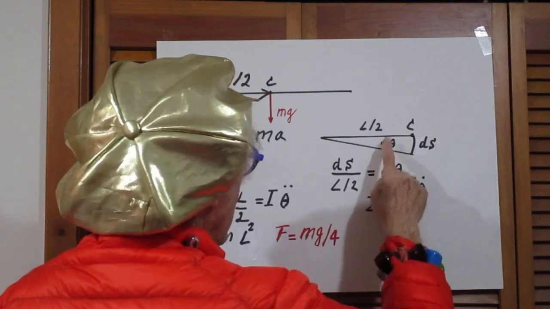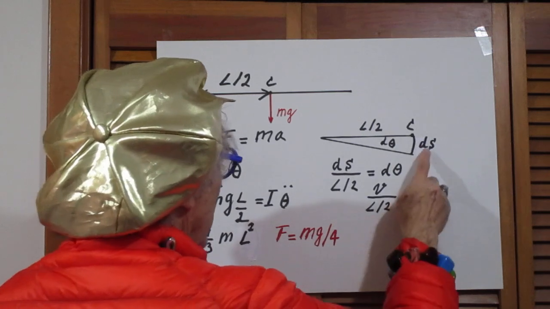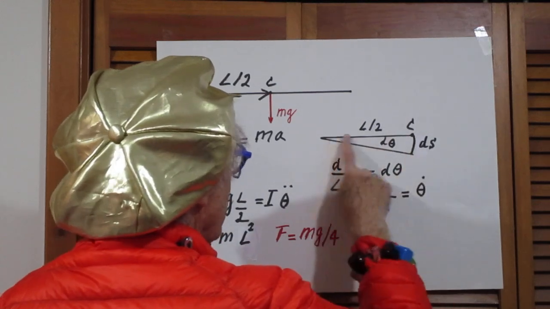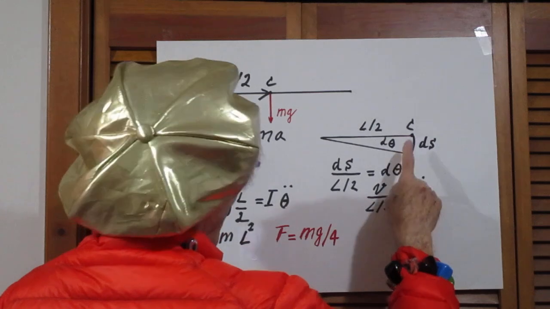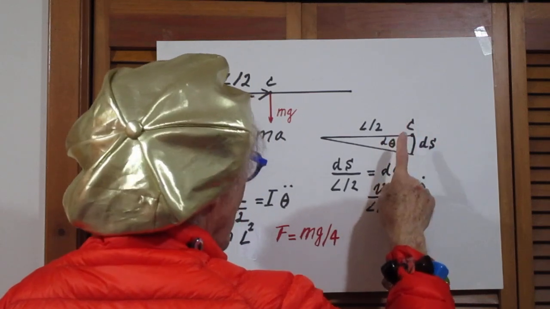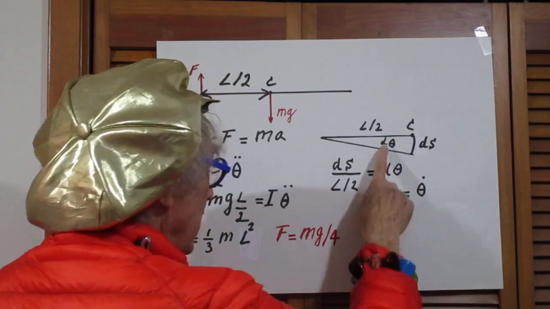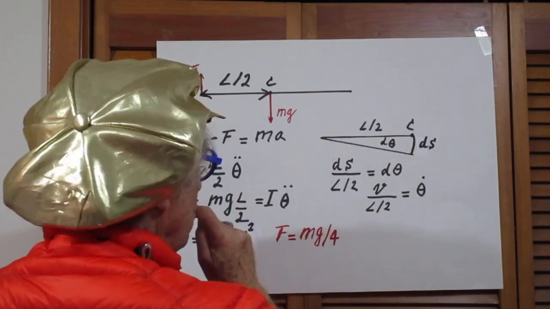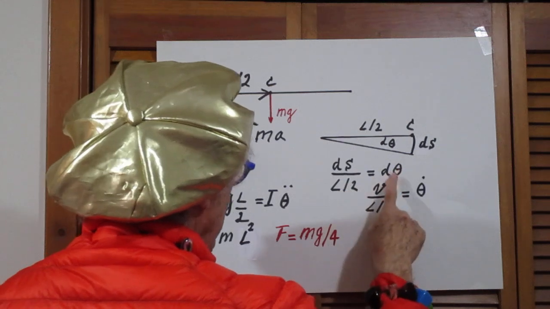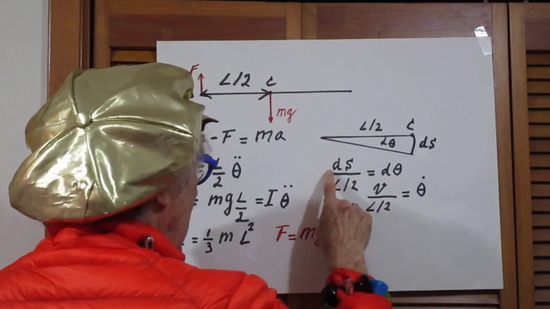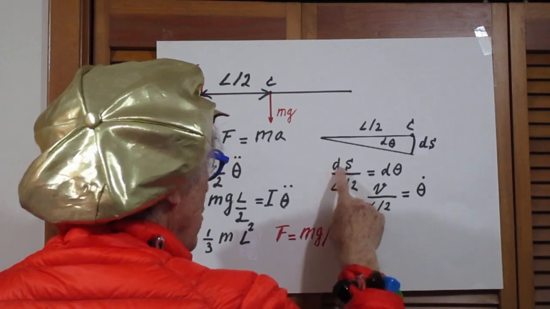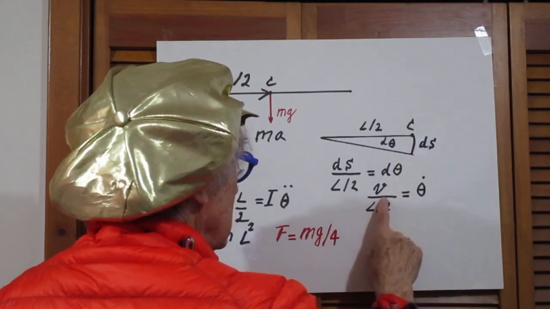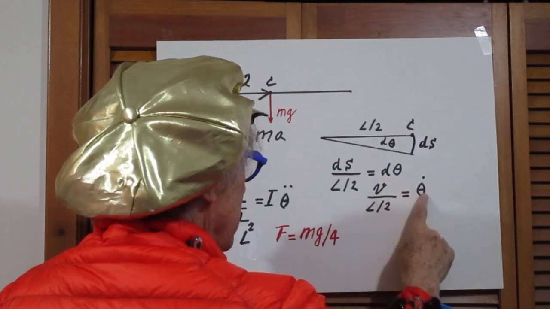It's clear that for small angles, and d theta is very small, that ds divided by L over 2, which is the sine of that angle, to good approximation, is therefore also equal to d theta itself in radians. So ds divided by L over 2 is d theta. That's very fundamental. I take the first derivative. Here we get ds dt, which is the velocity in meters per second. And then I get d theta dt, which is theta dot.